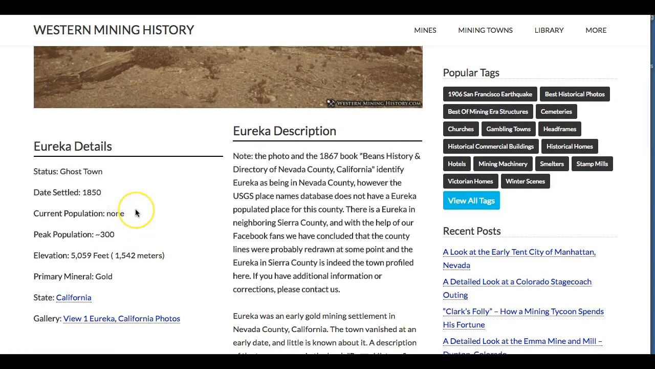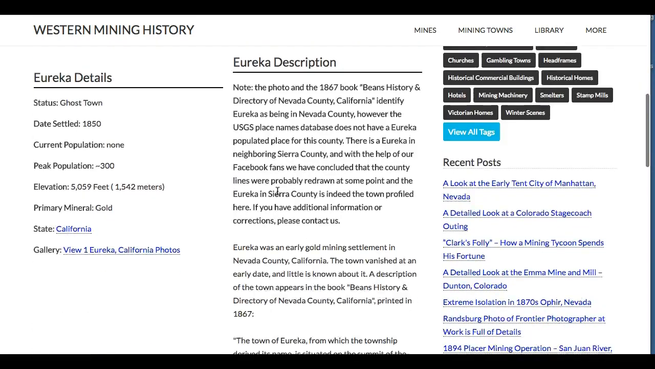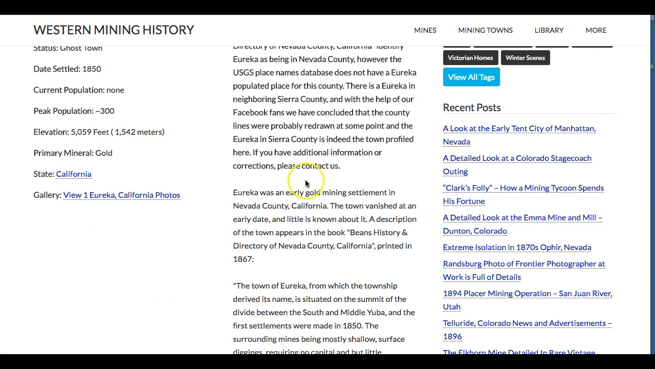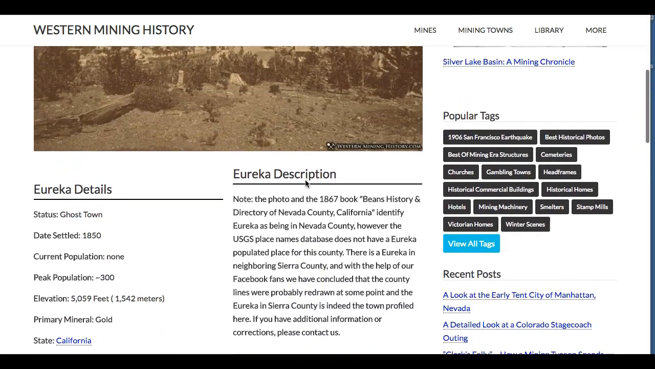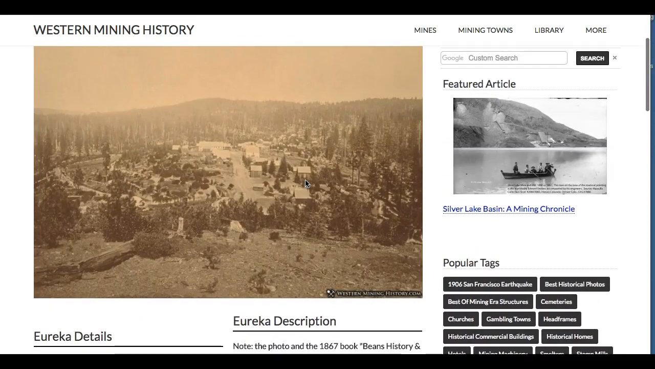Ghost towns basically form when a mine is exhausted, all of its ore is extracted, or it was a hoax to begin with. It's considered a bust. Eureka will be one of those areas. I just think this is fascinating stuff. Ghost towns, for some reason, fascinate me to no end. You can still go to some of them today.